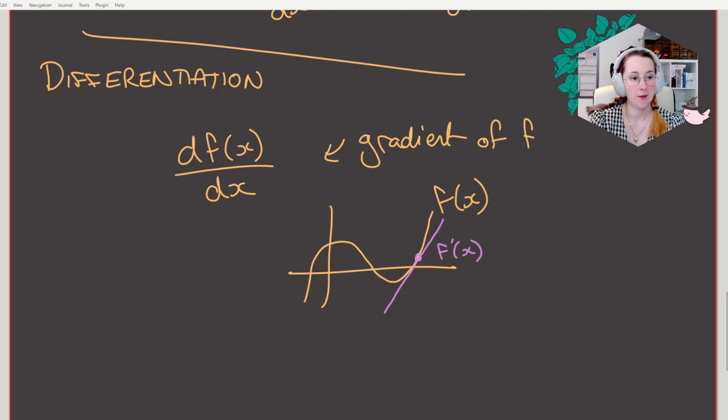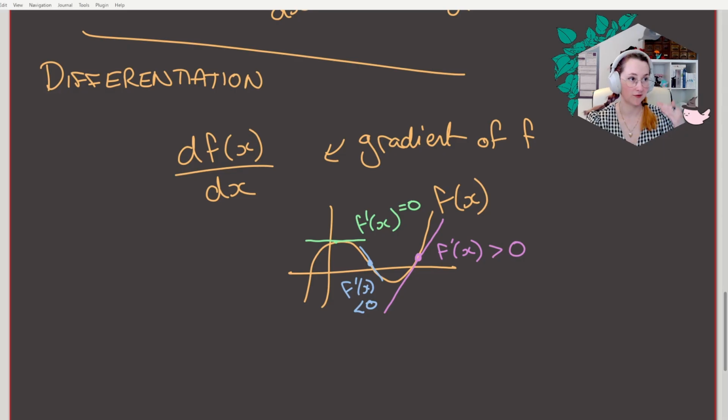And what that means is that if you have something that is flat here, that's going to be equal to 0. In the case where the slope is positive, then it's going to be greater than 0. And in the case where it's going down, it's going to be negative. Okay.